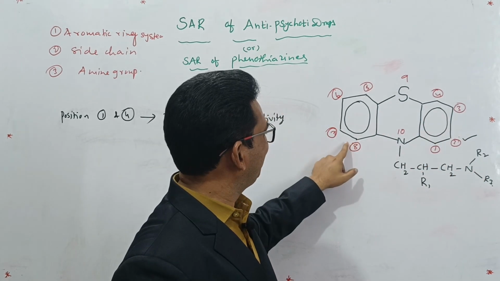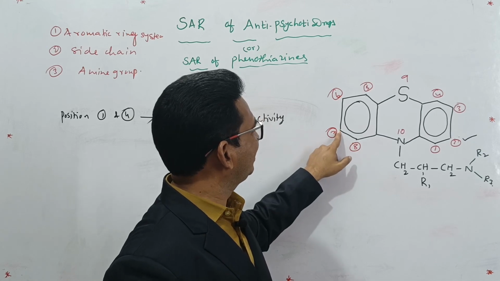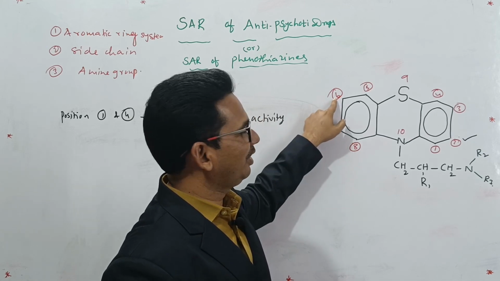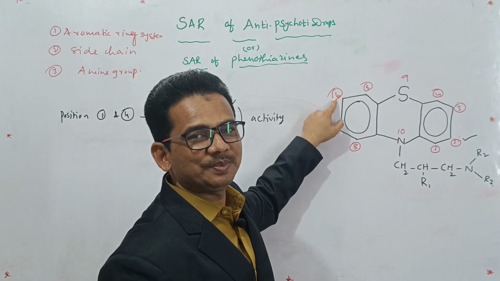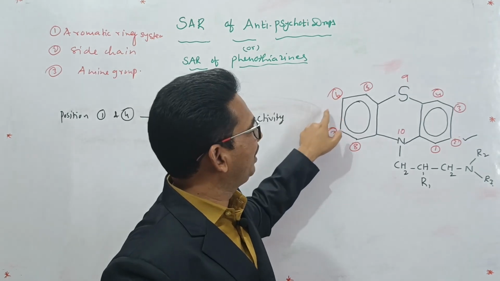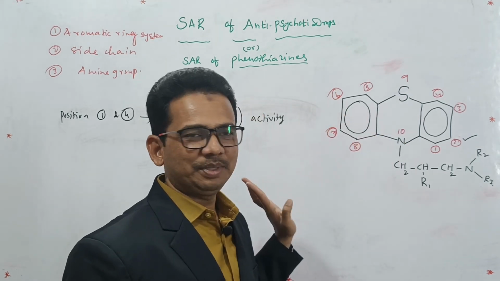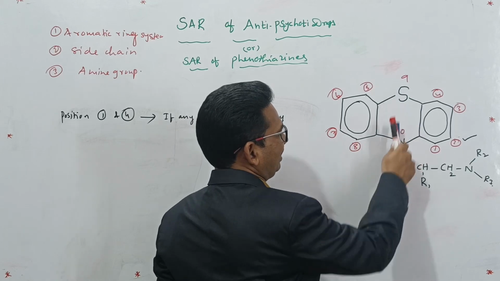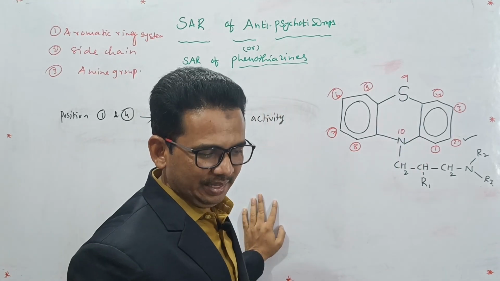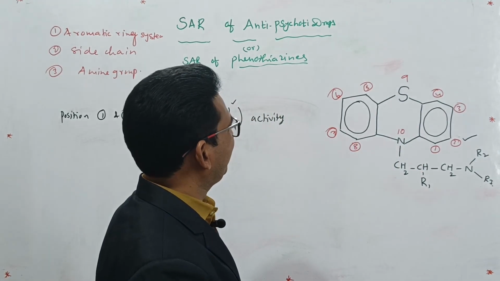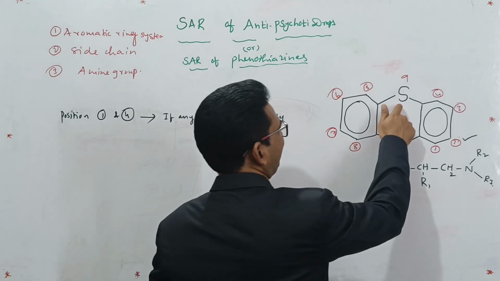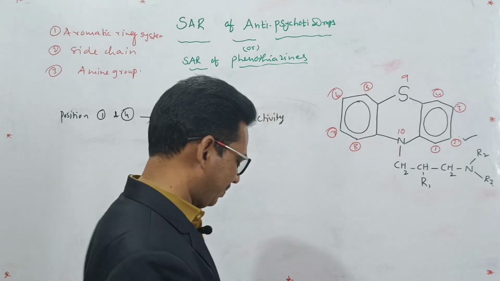If we give the numbering from here, again we can call the second position more active than the third position. It's possible. Then don't be confused between these two rings, because both are the same, because the thiazine ring is present in the middle. Now you can see in this case sulfur is there, another one.